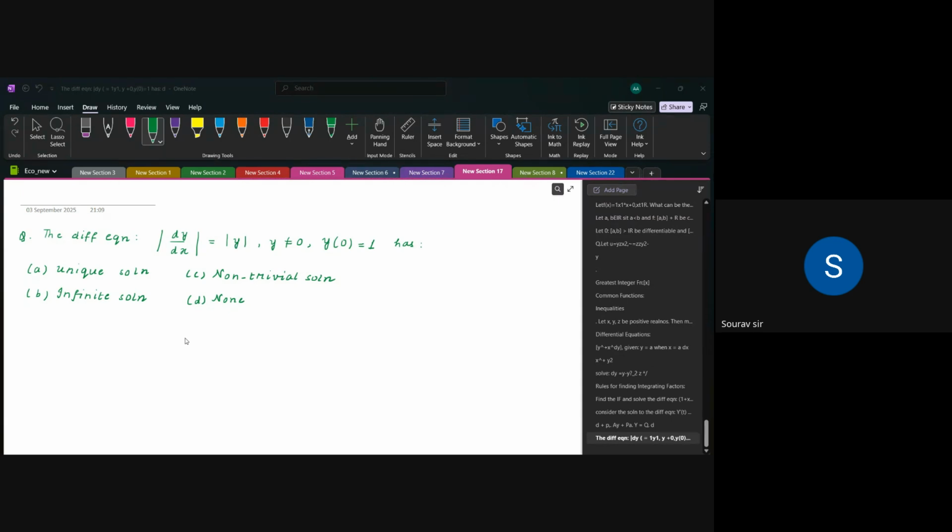Whether it will be a unique solution, that means one possible answer, infinite solutions, multiple possible answers, non-trivial solutions, which implies a non-zero answer, and none is basically the last one. Okay. So how should we start with this? Can anyone take a guess?